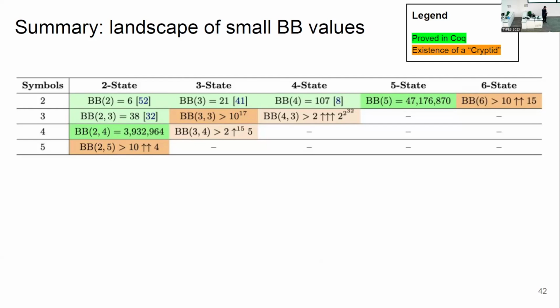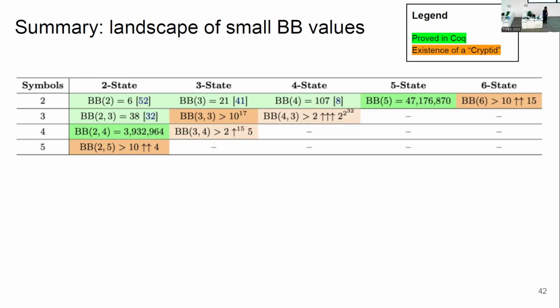The thing that's interesting is that, well, first, the bounds that we have in all neighboring classes are quite big. For instance, the current 6-state champion halts after 10 tetration 15 steps, so 10 to the power 10 to the power 10, power 10, power 10 times. And here you have this new bound that was discovered recently. No, sorry, my slides are not updated. There is a bound that is bigger than this, I believe, but this is already huge.